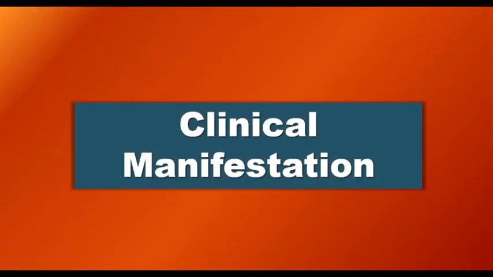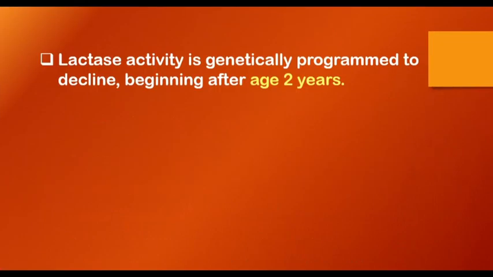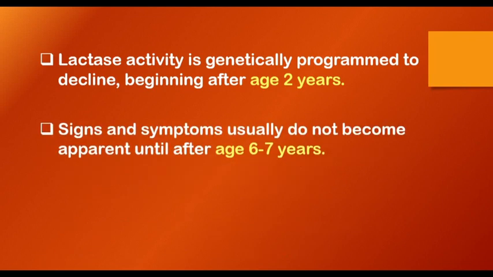Now, what are the clinical manifestations of lactose intolerance? Lactase activity is genetically programmed to decline beginning after age 2 years. This is a fact. And as we say, the problem is lactose malabsorption, because of inactivity of the lactase or lactase deficiency, and it may be manifested clinically as lactose intolerance. So firstly, lactase activity is genetically programmed to decline in all of us beginning after the age of 2 years. But the signs and symptoms of lactose intolerance usually do not become apparent until after the age of 6 to 7 years. That means when the lactase enzyme deficiency reaches a level that can be manifested clinically.